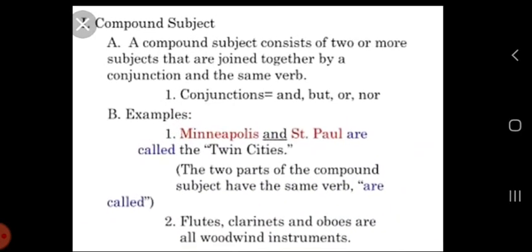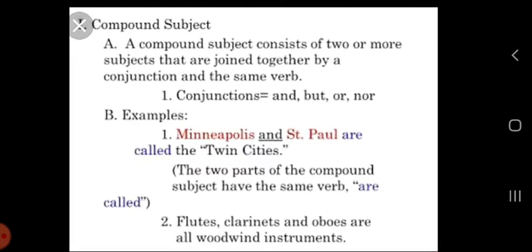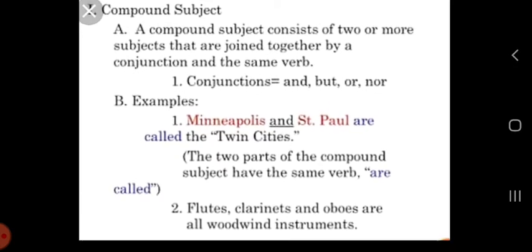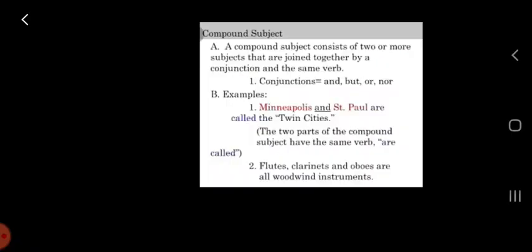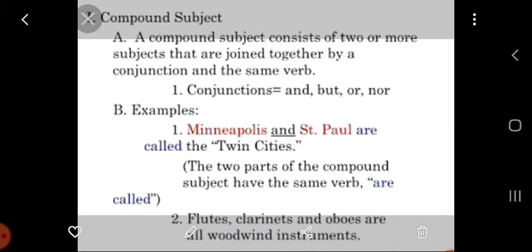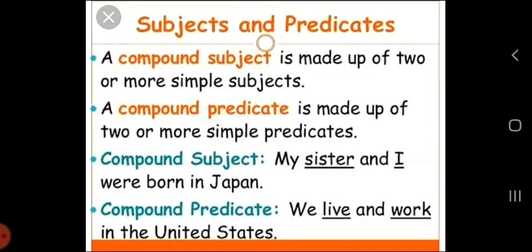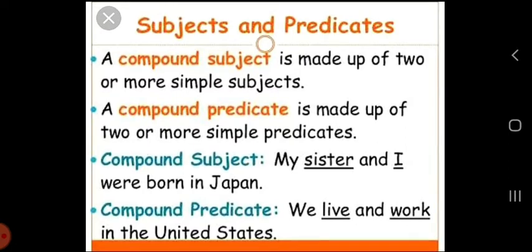A compound subject consists of two or more subjects that are joined together by a conjunction and share the same verb. Conjunctions are and, but, or, nor. Examples: Minneapolis and St. Paul are called the twin cities. The two parts of the compound subject have the same verb. A compound subject is made up of two or more simple subjects. A compound predicate is made up of two or more simple predicates.